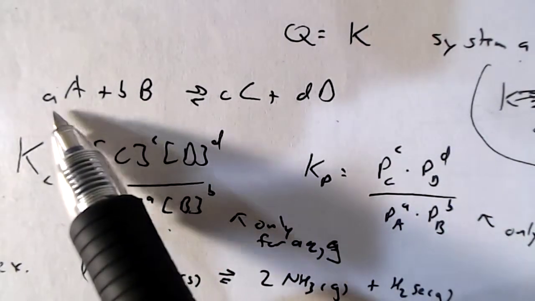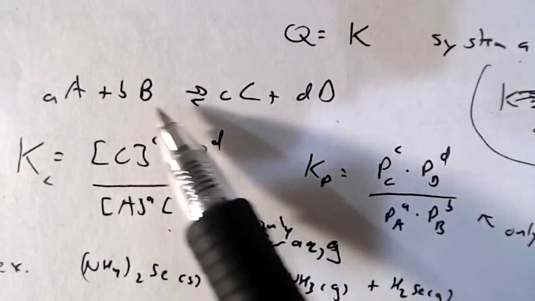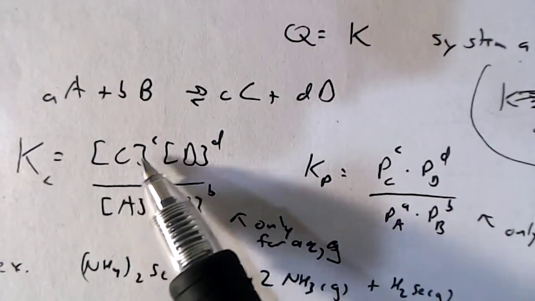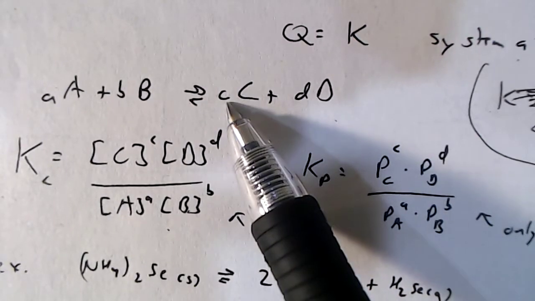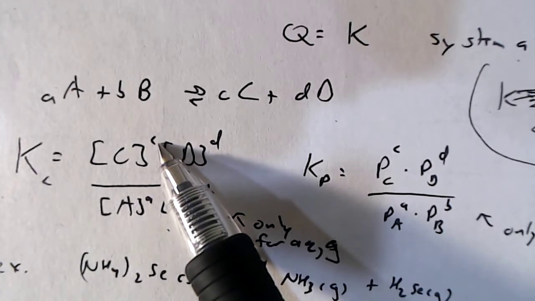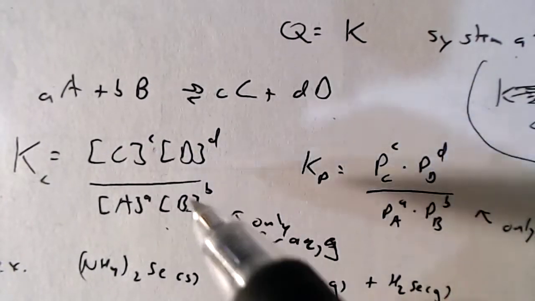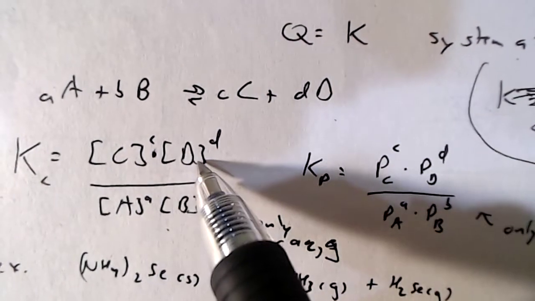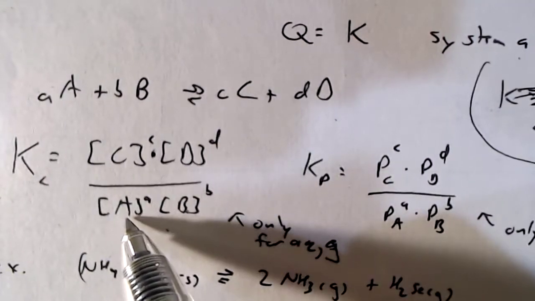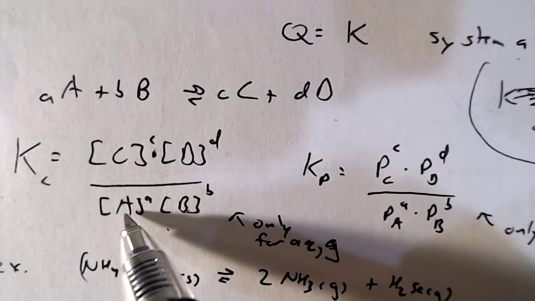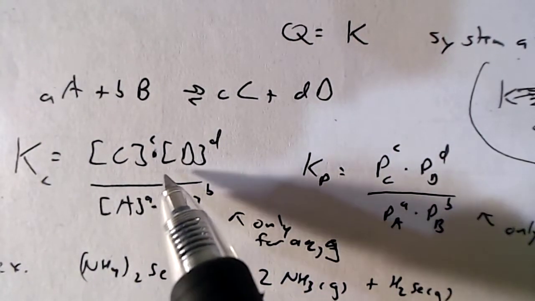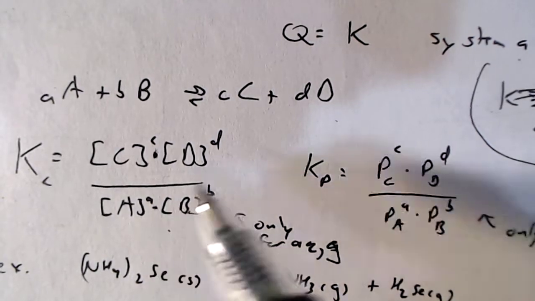So for a given reaction, AAs turn into and BBs turn into CCs and DDs. We put the products on top. So C is a product, and we put the coefficient in front of that as the exponent above that, and then we multiply by the concentration of the other product raised to the coefficient for that other product. And then we divide by the concentrations of the reactants to the power of those coefficients. There's no additions here. These are multiplications.